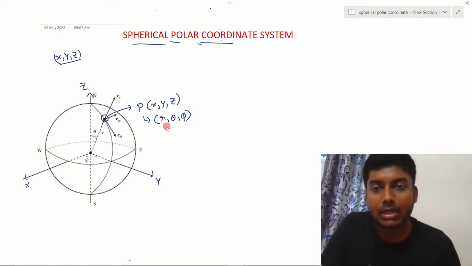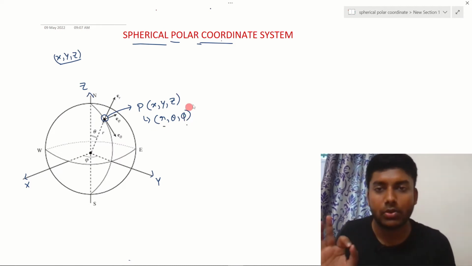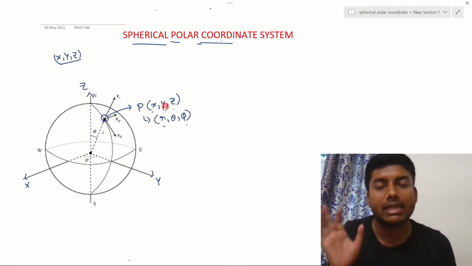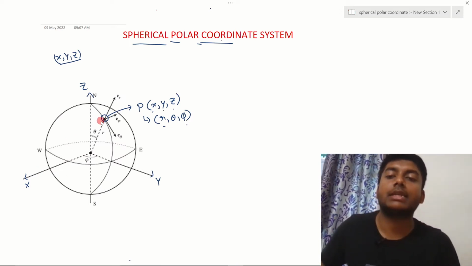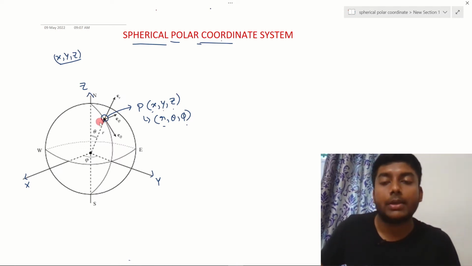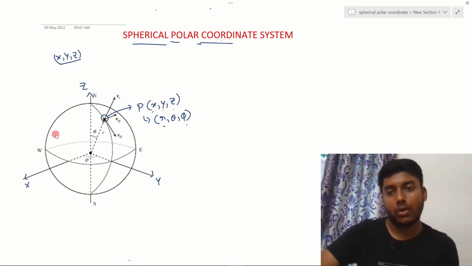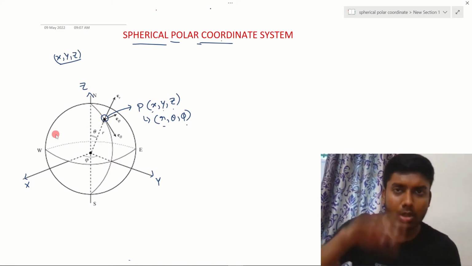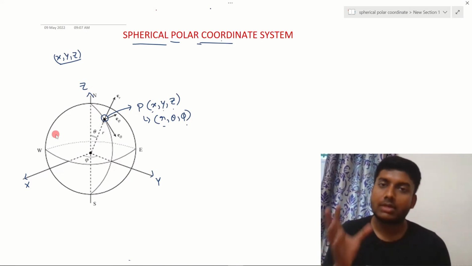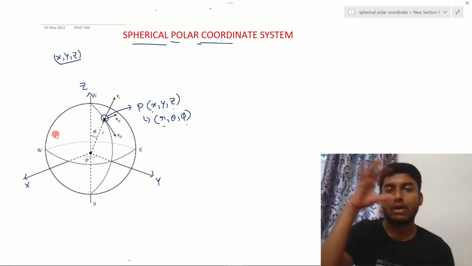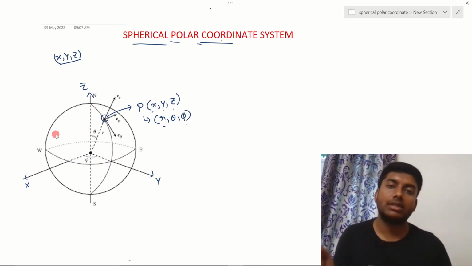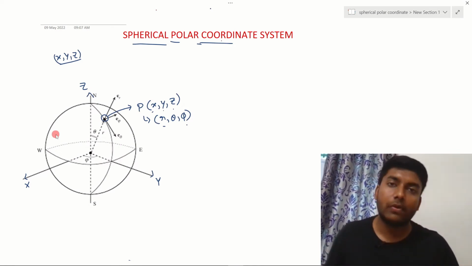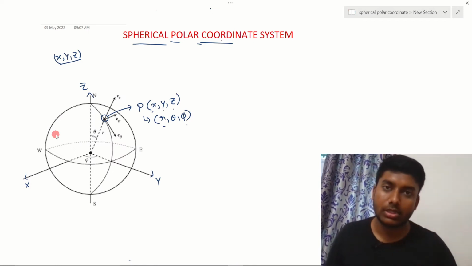Now r, theta, phi. How does this work? We know pretty well how x, y and z work in the Cartesian coordinate system. We go x distance along the x-axis, y distance along the y-axis, and z distance along the z-axis to reach this point. Now in the spherical polar coordinate system, one example is our earth. We live on the earth, which is almost a sphere, so we live in a spherical polar coordinate system. To understand many things like the Coriolis force, we have to understand these concepts.